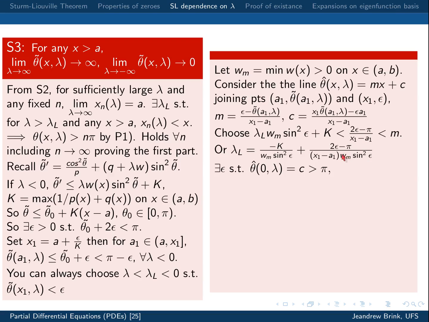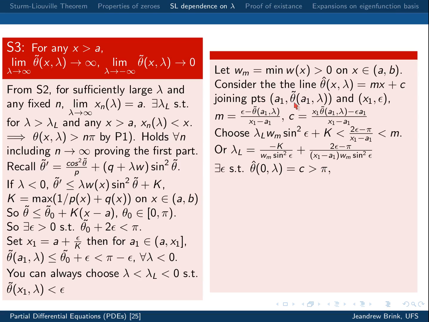And what happens then, the moment we've chosen lambda that way, is that theta hat of 0, in other words our comparison function at 0 lambda, is equal to some constant, the constant of this line, and that is greater than pi.